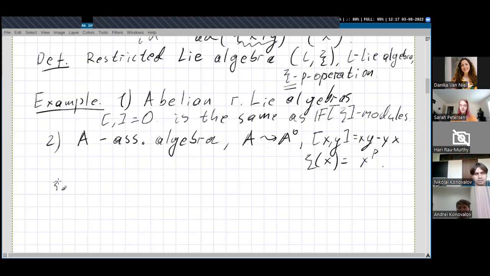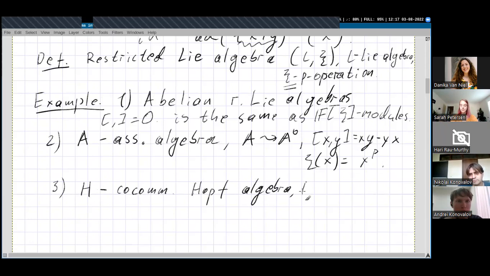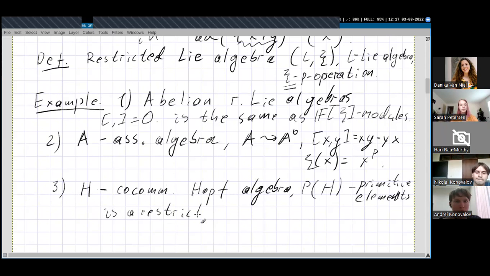Another example: if you have a cocommutative Hopf algebra, then the set of primitive elements is a restricted Lie algebra, with the same bracket and the same operation as here.